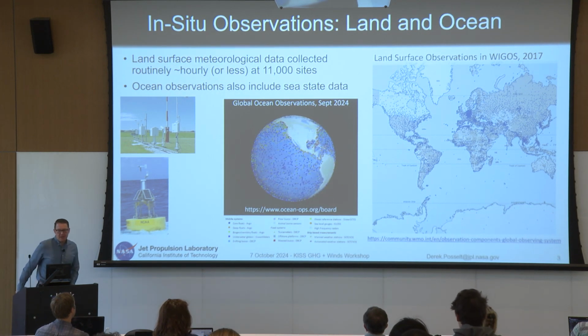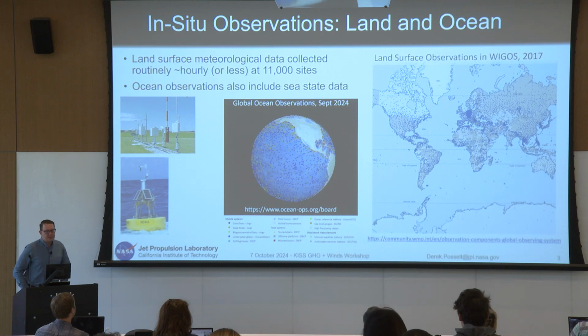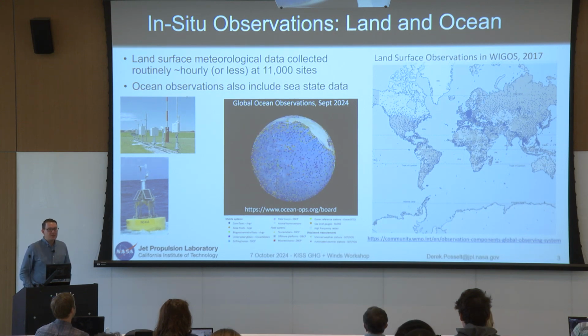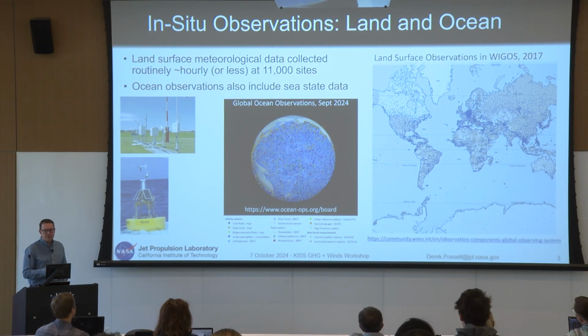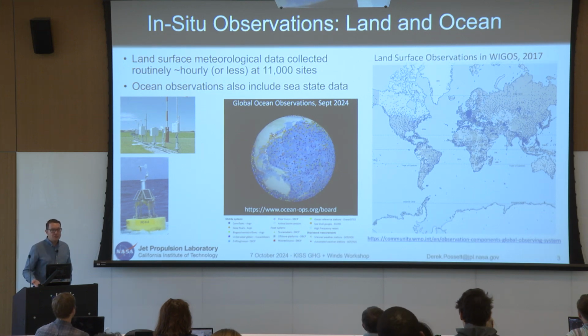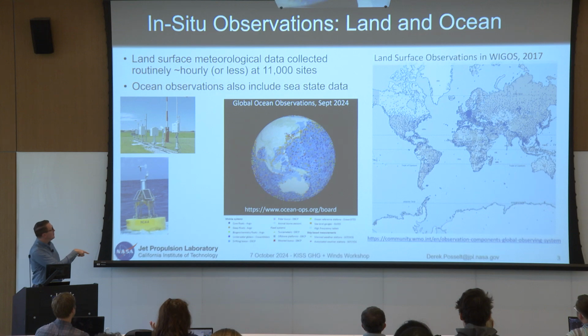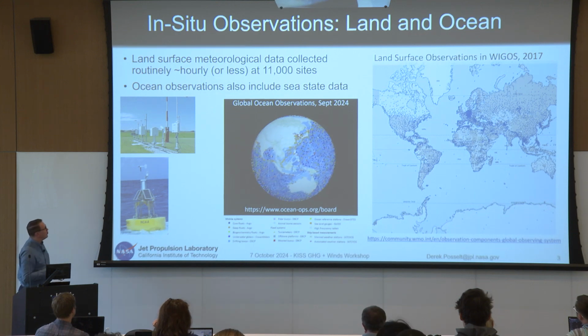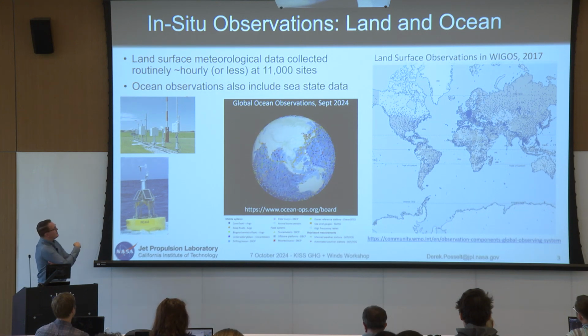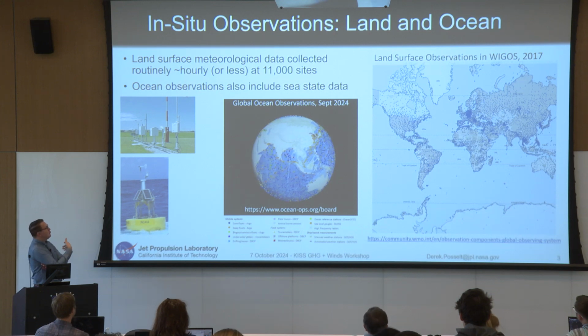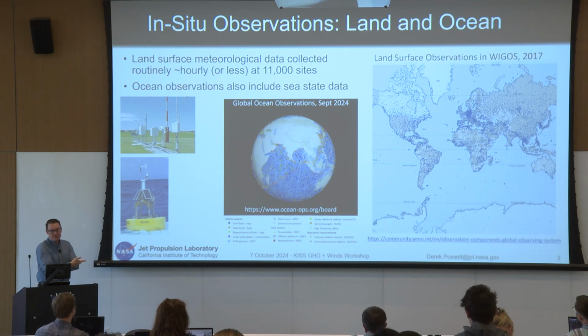So land, surface meteorological data is collected routinely at hourly or less time scales at about 11,000 sites over the globe. You can see in the right-hand plot there the locations of all of those surface sites as of about 2017. Now, they haven't changed much since then. In the animation in the center, this is from Global Ocean Survey, and this is showing you essentially everywhere on the globe that we're making water measurements. So it's not just oceans, it's also lakes and interior water bodies and such.